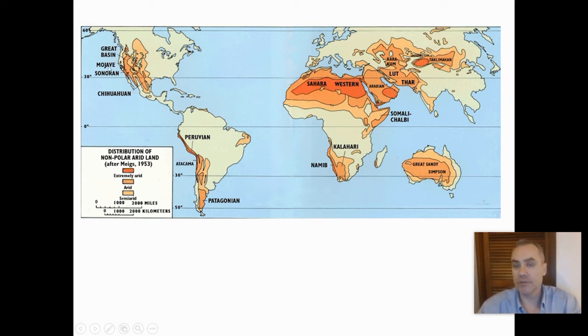And just to be clear, in this picture, yes, there are other deserts outside, like there are cold deserts up in Mongolia and stuff like that. But that's for a different reason. There's at least 3 reasons to create deserts.